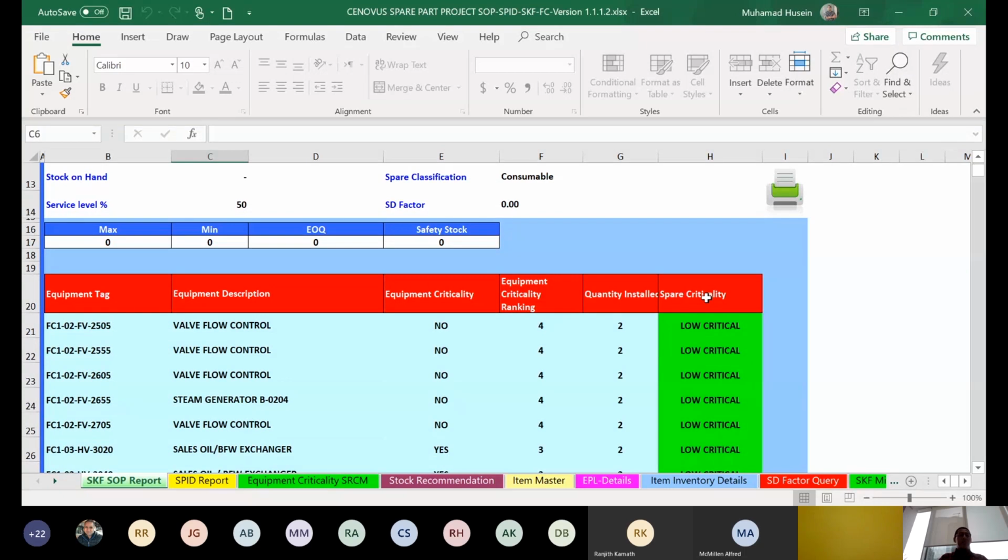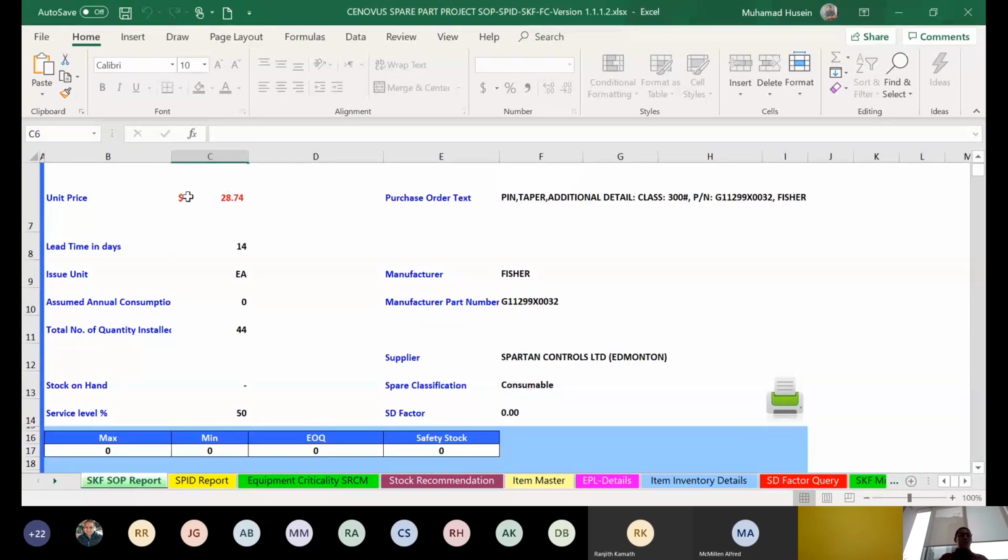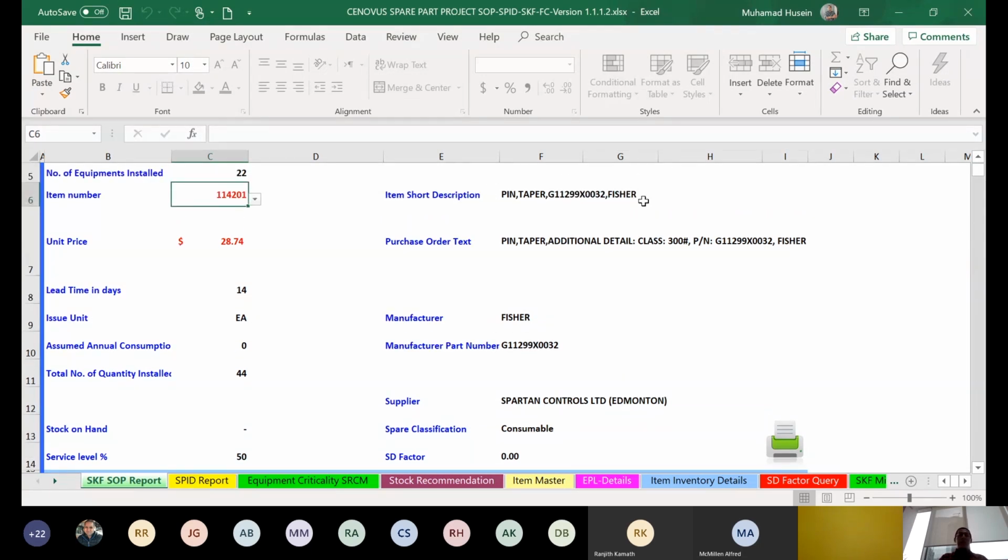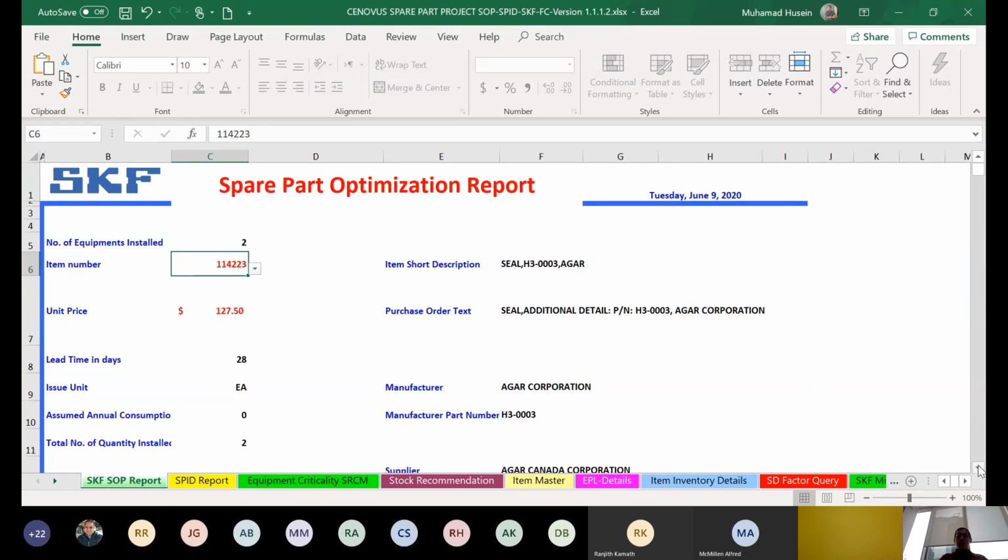spare criticality. Okay, by having this spare criticality, you know the value of this item and what the service level would be, then we can create a min-max for this, or even economic order quantity or safety stock. Okay, and at the same time we also create the suffix material master description for this spare part. So here we have a different item, I think. So you can have a different item here just to show you the report. Okay, so we have everything here.